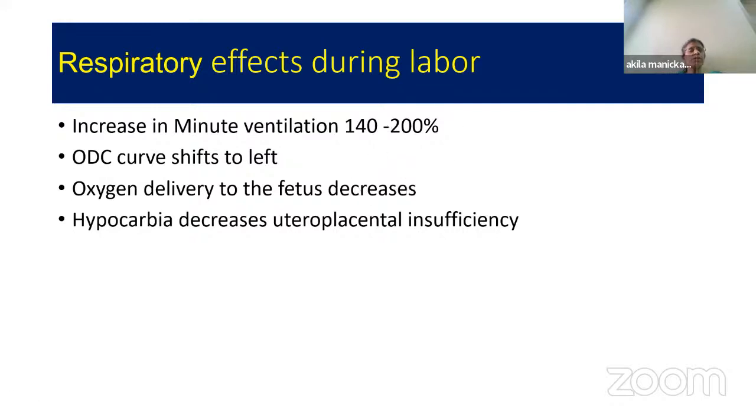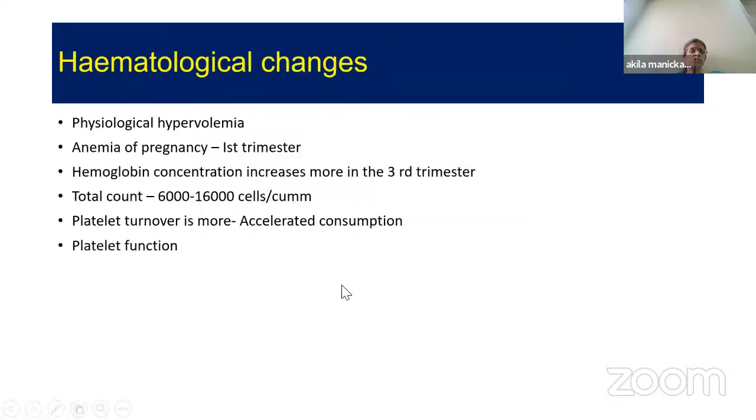And because of this hyperventilation, the ODC, the oxygen dissociation curve, shifts to the left, and there is decreased unloading of oxygen, which ultimately results in fetal bradycardia or decreased oxygen delivery to the fetus. And hypocarbia will also decrease uteroplacental perfusion.